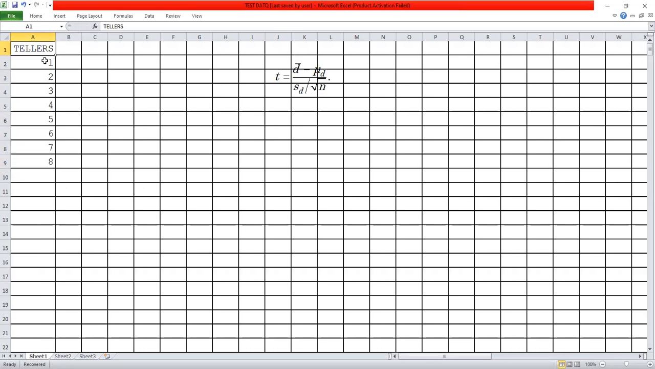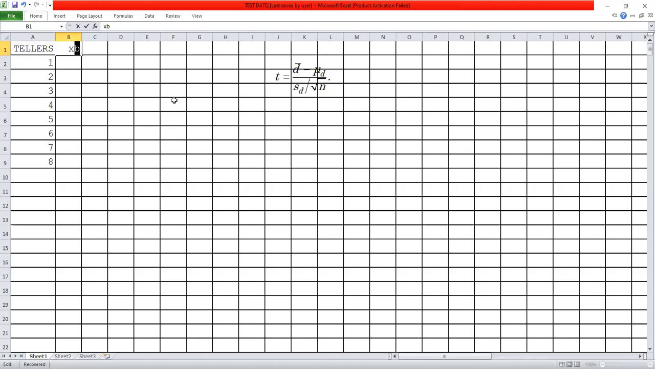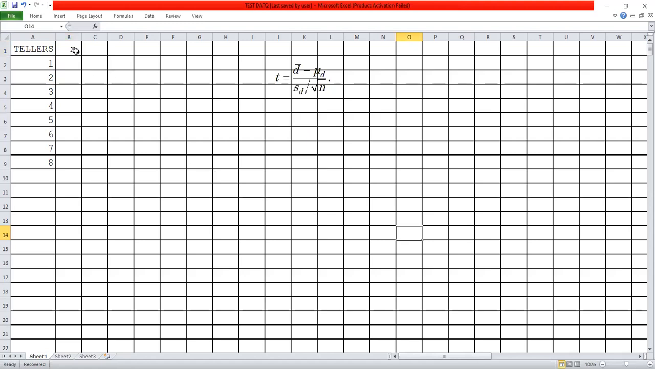8 tellers. And this is the service time before, X B. That B there is a subscript. X B is the service time before, the time they take serving customers before that intervention. Then the next column is the service time after, X A. So this is the service time before, and then you have here the service time after.